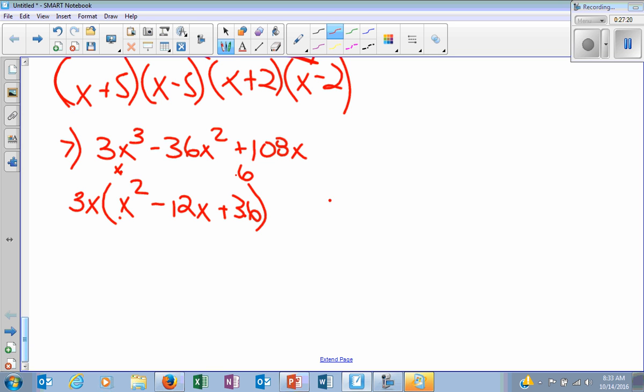X times 6 is what? 6x. Times 2 is what? Plus. What's sitting right there? Right. So it's a perfect square scenario. So I've got 3x, x, 6 squared. Now, what sign goes here? Negative, because this says, yes, same signs. This says they're both negative. So that would be my answer to that problem.